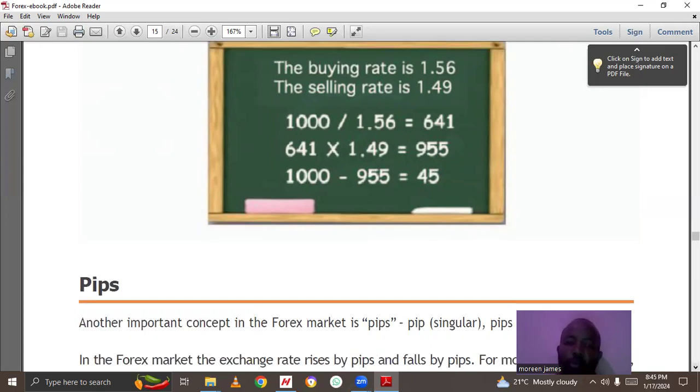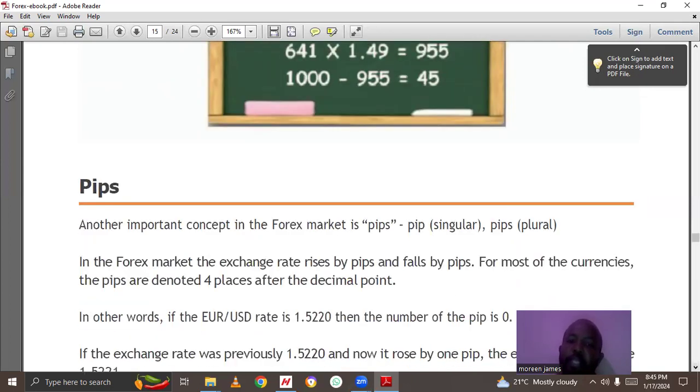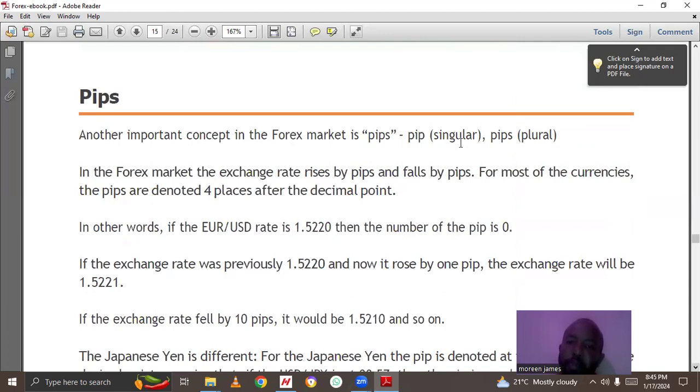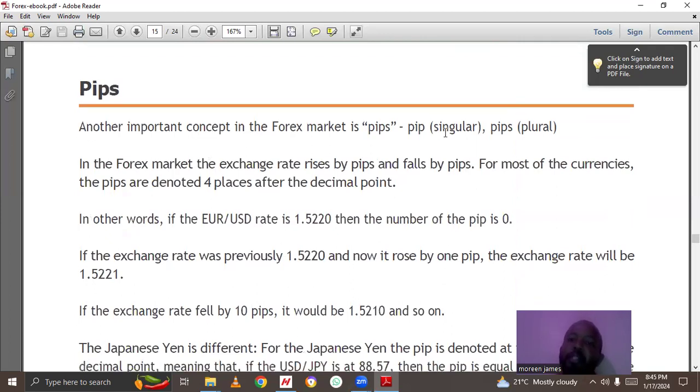So pips, another important concept in the Forex market, is pips. Pips is plural, pip is singular. In the Forex market, the exchange rate rises by pips and falls by pips. So when the market is rising or falling, you will see the price I had showed you.